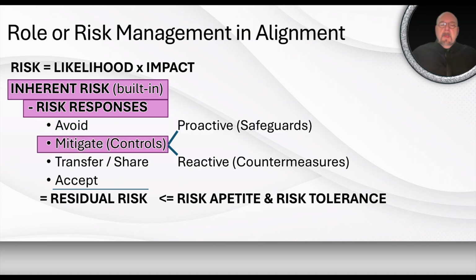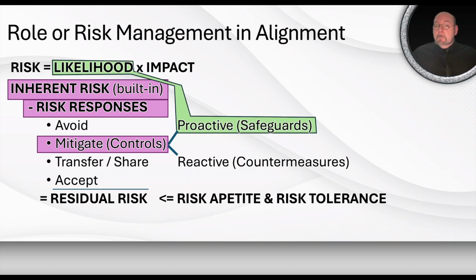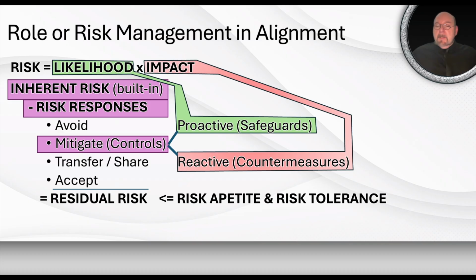So what risk is left over after avoidance, we will mitigate through controls. Controls could be firewalls, monitoring systems, all these kinds of things. Now, controls can be proactive, which is called a safeguard, and its job is to reduce the likelihood. And controls can be reactive, which are called countermeasures, and they're meant to reduce the impact. You can use one or the other, or both. Even better, both. But we can't control everything, so there's probably going to be some risk left over.